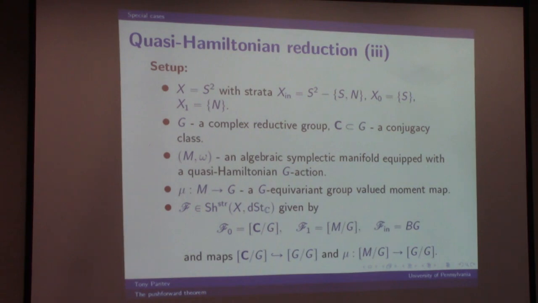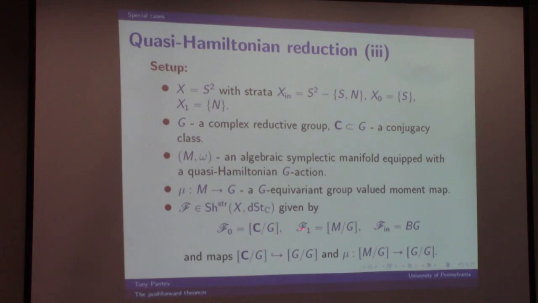So here you take the two-sphere as a stratified space, and you stratify it by three strata: the north and the south pole, and the complement, the cylinder. Now take a reductive group, it can be arbitrary, it has to be reductive, and take a conjugacy class. And suppose that we have an algebraic symplectic manifold equipped with a quasi-Hamiltonian G-action, so we have an equivariant group-valued moment map. And again, we get a constructible sheaf of stacks.